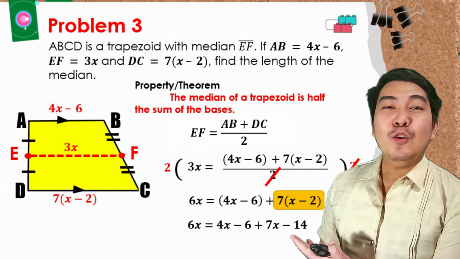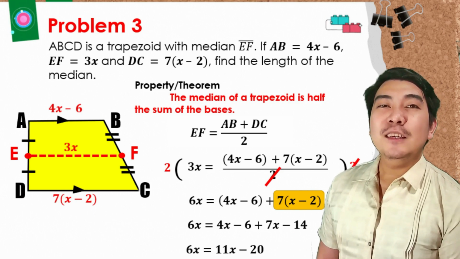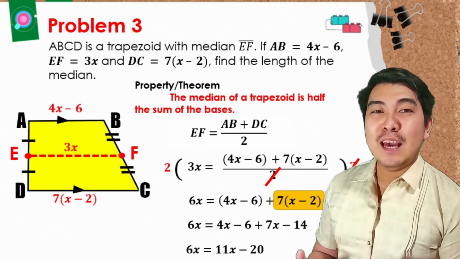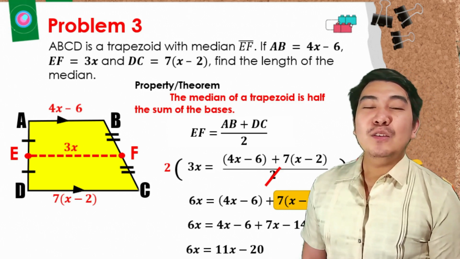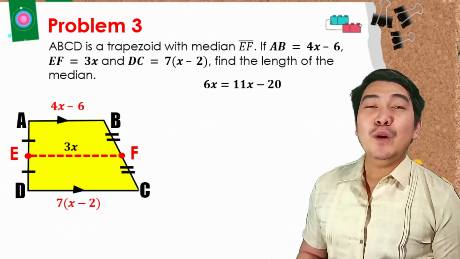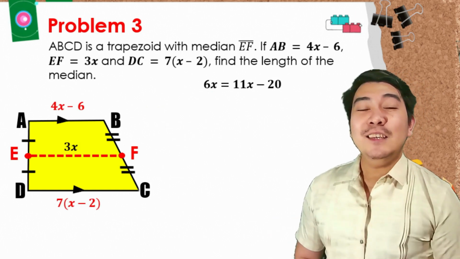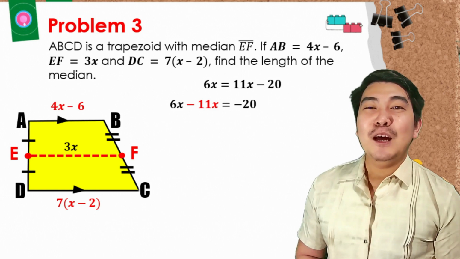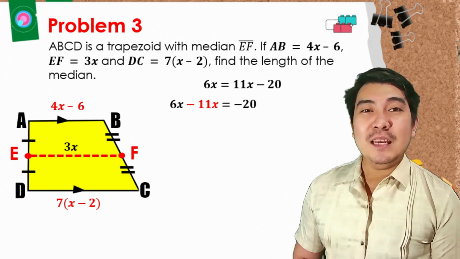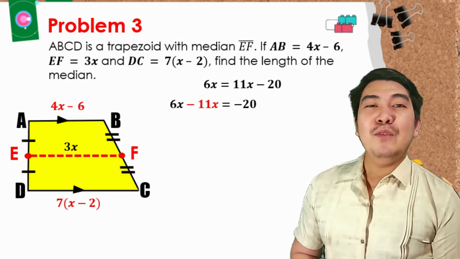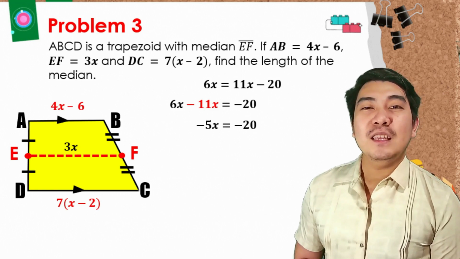If we are going to combine similar terms, the result will now be 6x is equal to 11x minus 20. Now, let us continue our solution. If we observe, we can move or transpose 11x along with 6x. So that will now be 6x minus 11x is equal to negative 20. 6x minus 11x is negative 5x, which is equal to negative 20.